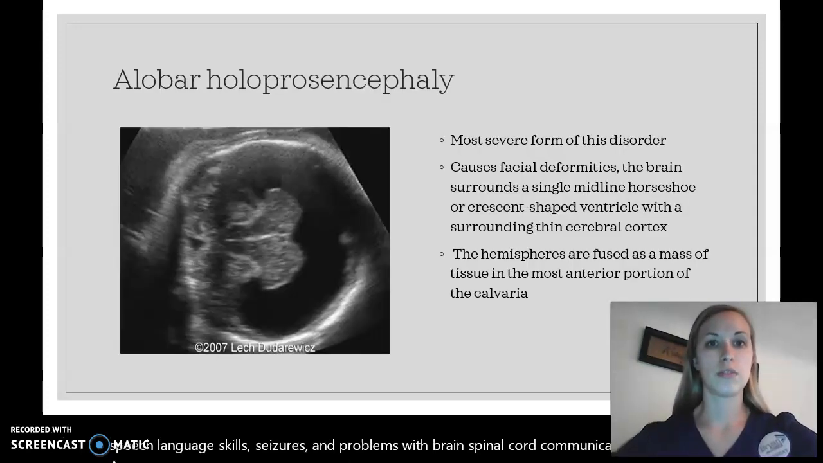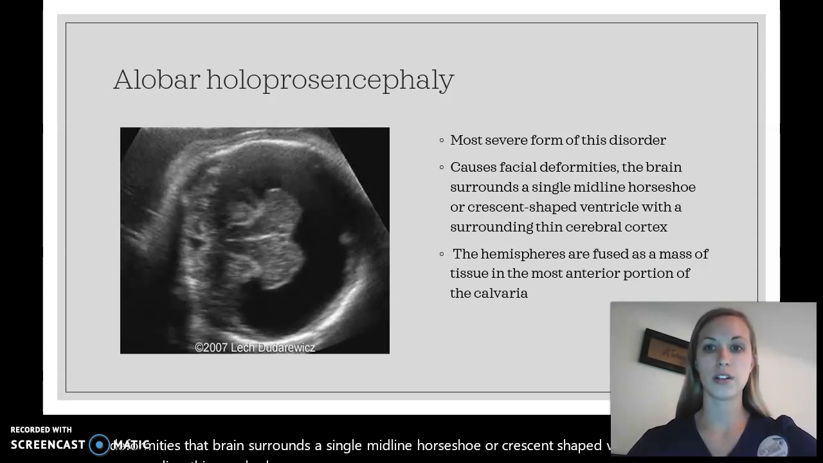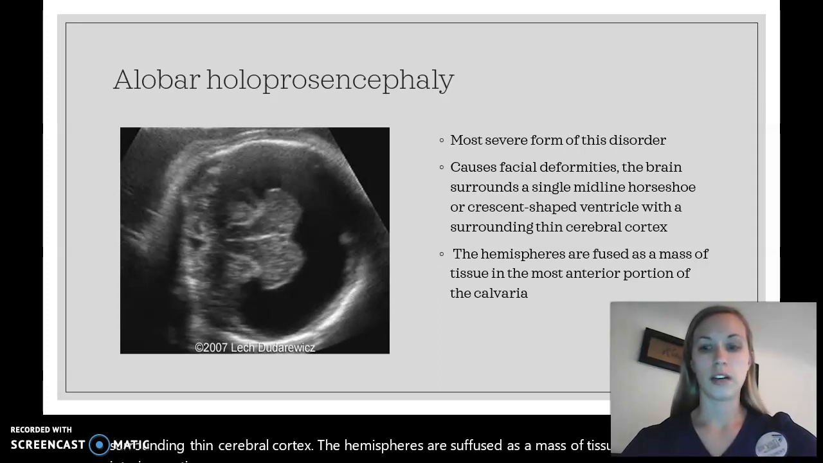Alobar holoprosencephaly. It's the most severe of this kind of disorder. It causes facial deformities. The brain surrounds a single midline horseshoe or crescent-shaped ventricle with surrounding thin cerebral cortex. The hemispheres are fused as a mass of tissue in the most anterior portion of the calvaria.